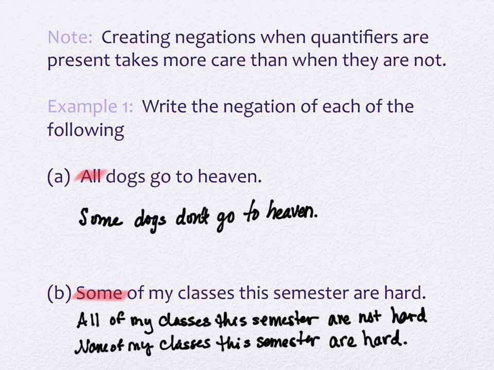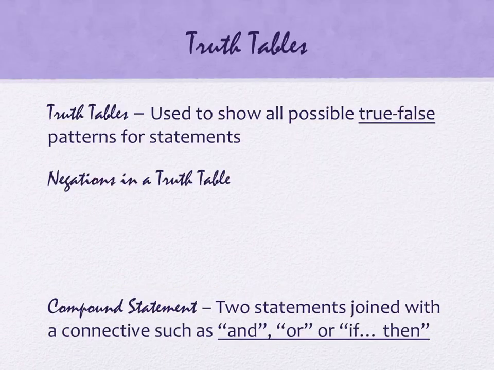So the next part of this lesson is going to be truth tables. We'll get started on this, but we won't finish this part of it. Truth tables are used to show all possible true-false patterns for statements. The first truth table I'm going to show you is the most basic one, and it's the one relating negations to the original statement.